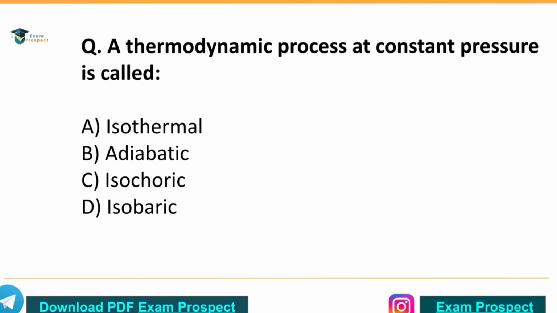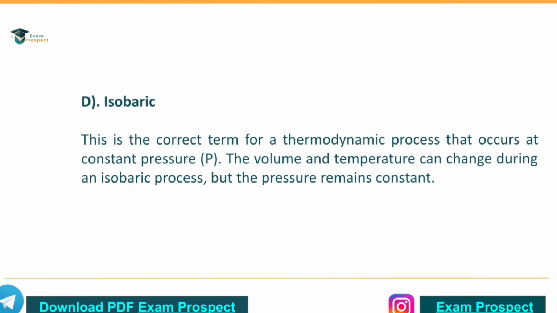Next question. A thermodynamic process at constant pressure is called? The correct answer is option D, isobaric. This is the correct term for a thermodynamic process that occurs at constant pressure. The volume and temperature can change during an isobaric process, but the pressure remains constant.